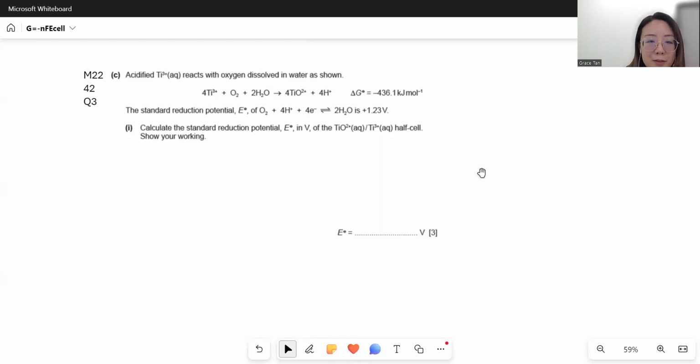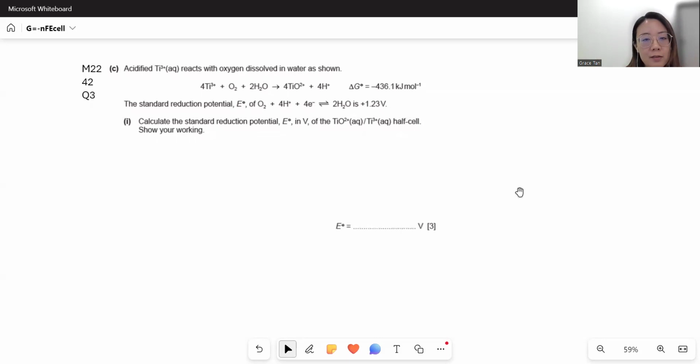Calculate the electric potential of the TiO2+/Ti3+, the E value in volts, and show your working. They just put one question and you're supposed to figure out how to work it out. It's not like a breakdown of 1 mark, or 1 mark plus 2 marks. So this would be a more challenging one if you have no prior practice, for the second one. But I believe a lot of you are still able to handle it.